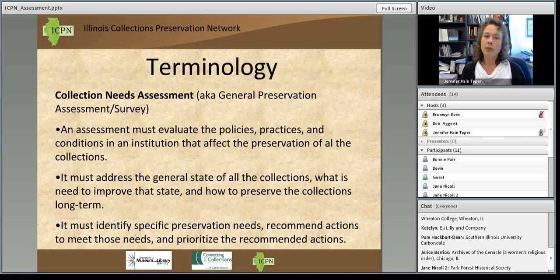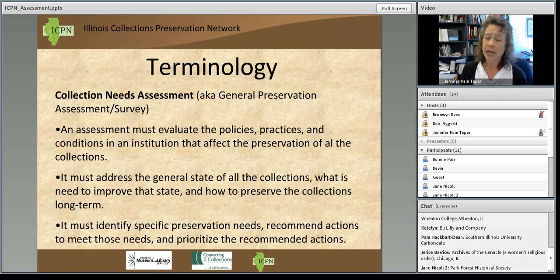So the thing that we're going to be talking about the most today is the collection needs assessment, or the general preservation assessment. An assessment is going to look very broadly at lots of different things and how all of them are going to influence the preservation of your collections. So it's going to look at things like policies and practices, the conditions of an institution, and it doesn't just mean the condition of the collections, it really does mean the condition of the facilities that house the collections as well. And looking at all of those and how they tie together to address the preservation of the collection or the lack of preservation of the collection.